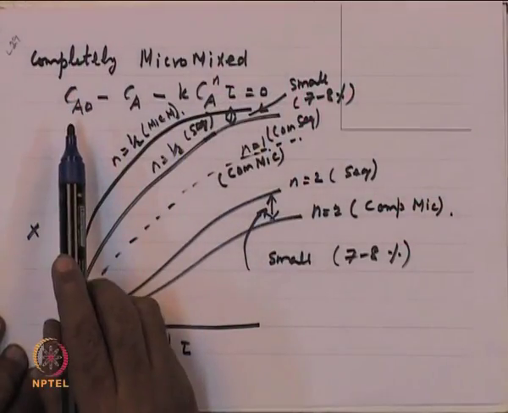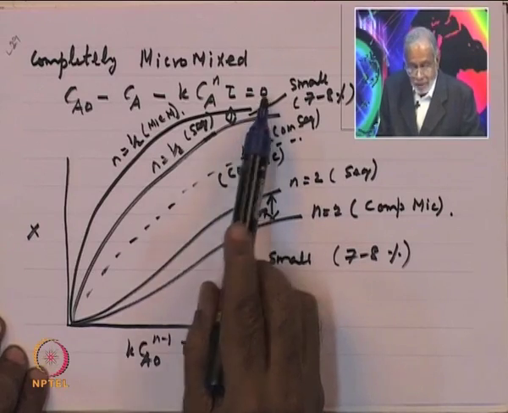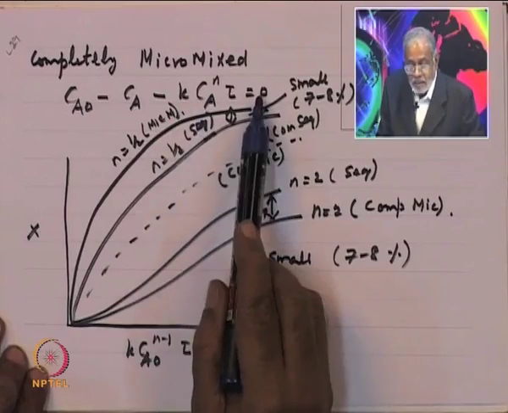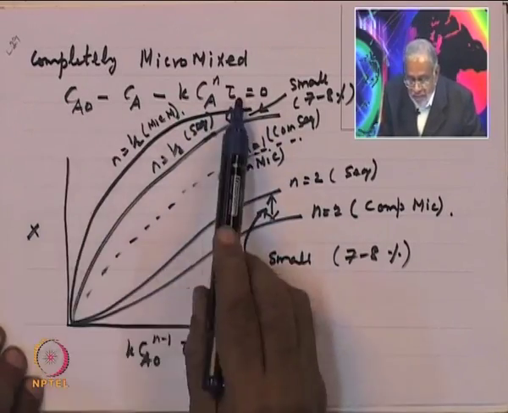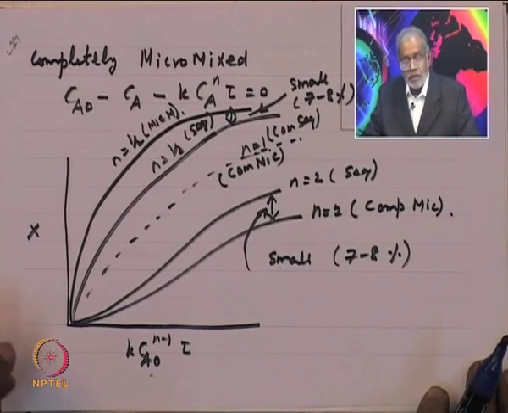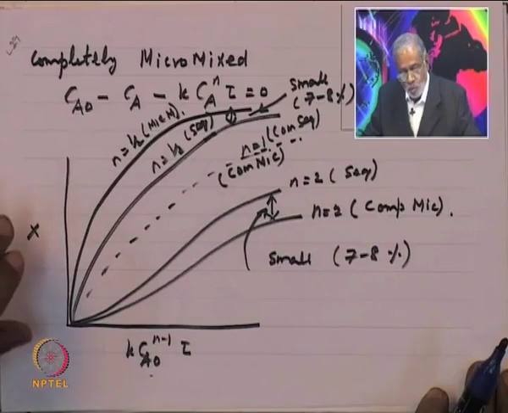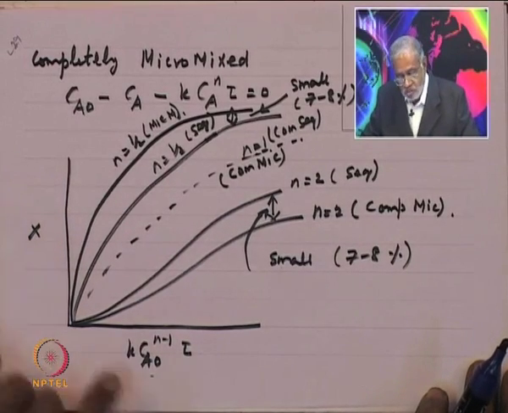Now, we can also look at the same phenomena through what is called the completely micromix model. So, in the completely micromix model, what do we have? We have material entering, material leaving and material reacting equal to 0. This is the completely micromix model. Once again, we can solve this and find out what is x versus the reaction parameter. So, what we are saying is that whether it is a completely segregated model or completely micromix model, in both cases we can describe this reaction equipment in terms of conversion versus the reaction parameter.